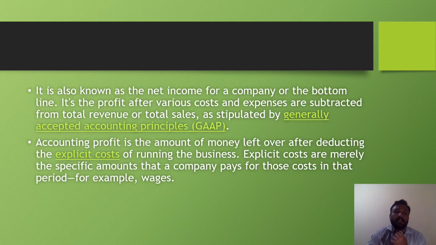The accounting profit, also known as the net income or bottom line of a company, is the profit after various costs and expenses are subtracted from the total revenue or total sales, as established by generally accepted accounting principles. So accounting profit is the amount of money left over after deducting the explicit costs of running a business. Explicit costs are merely the specific amounts that a company pays for those costs in that period. For example, wages.